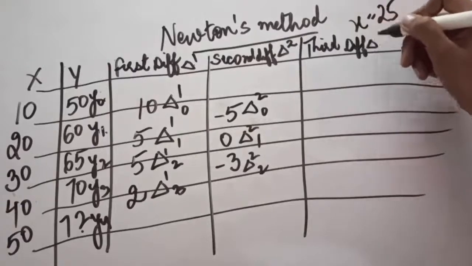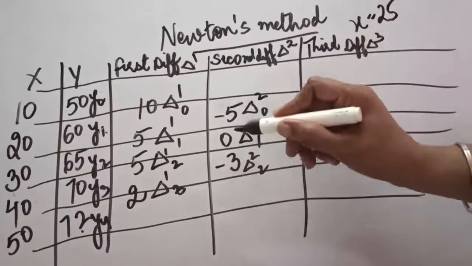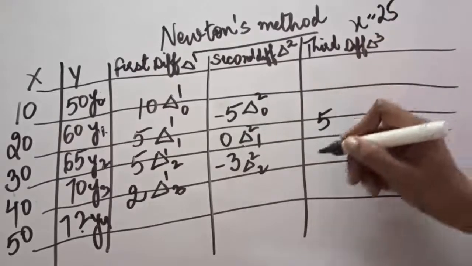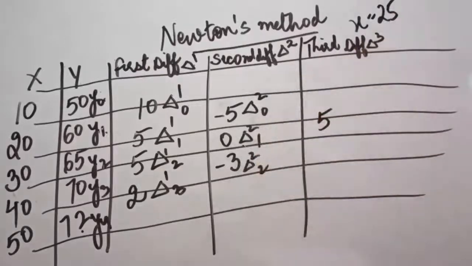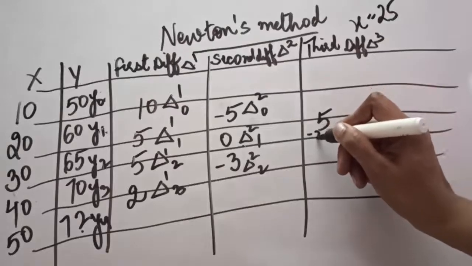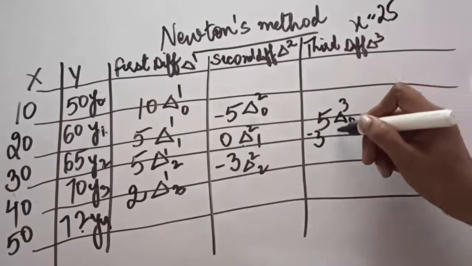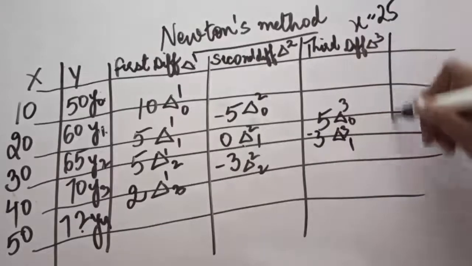Then you have to calculate the third difference. Third difference means delta 3. Again second minus first: 0 minus minus 5, it will be 5. Then minus 3 minus 0, it will be minus 3. Again we will give them the names delta 3 0 and delta 3 1.